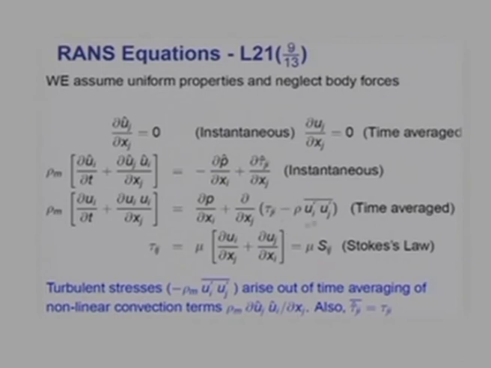So, this newly appearing quantity, minus rho u i prime u j prime, is what is called the turbulent stress, in analogy with the laminar stress tau i j. Always with a negative sign, turbulent stress is denoted as minus rho u i prime u j prime, and it arises out of time averaging of the convective term rho d by d x j of u j cap u i cap.